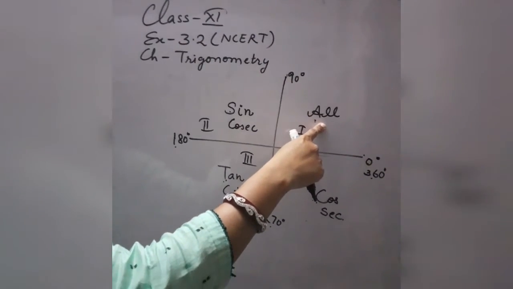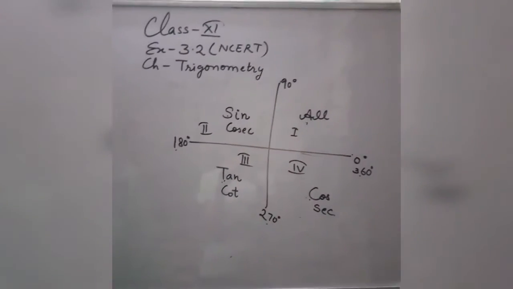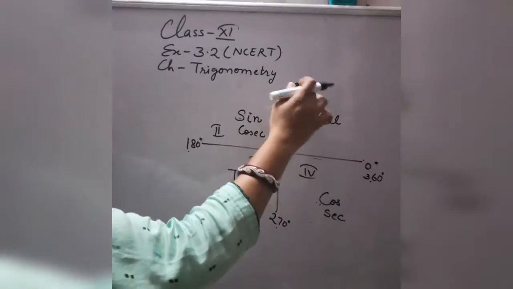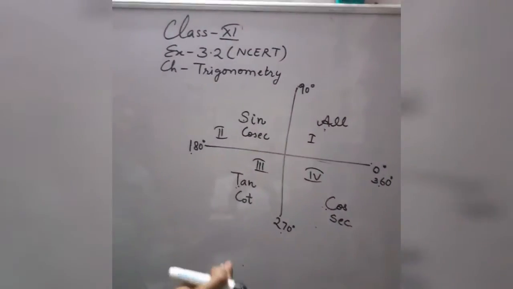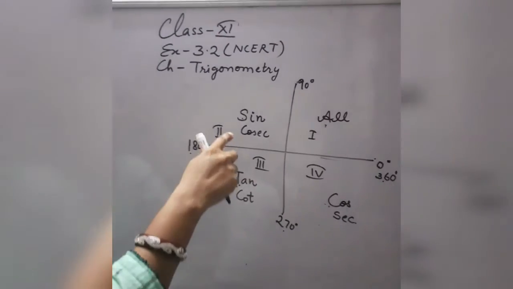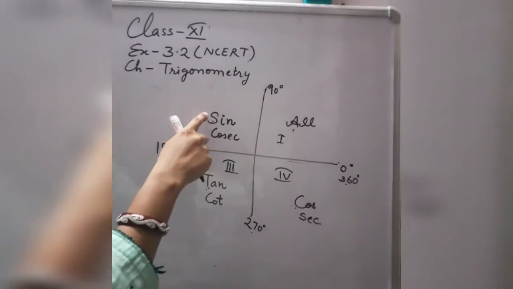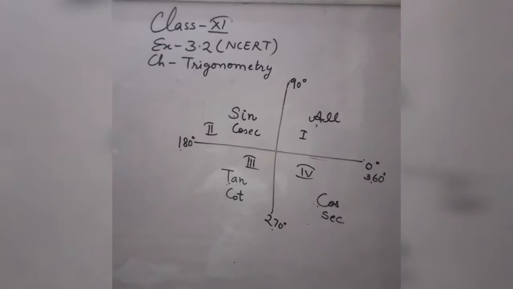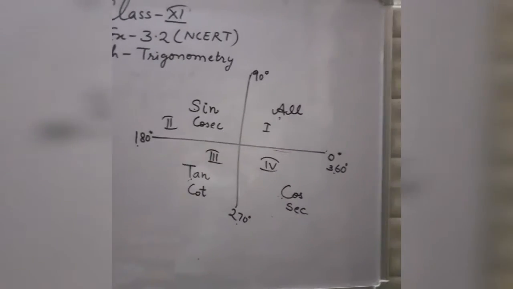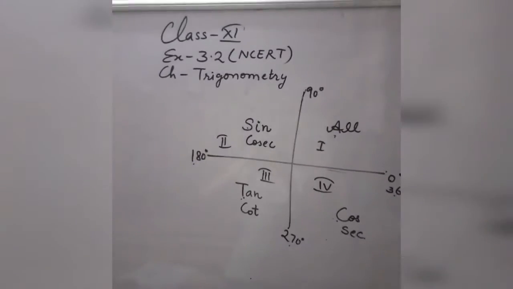All trigonometric ratios means all six trigonometric ratios: sine, cos, tangent, cot, secant, cosecant. All are positive from 0 degree to 90 degree, meaning the values of these ratios will be positive. Now in the second quadrant, I have written sine and cosecant. Sine is positive and cosecant is positive. The other four will be negative.